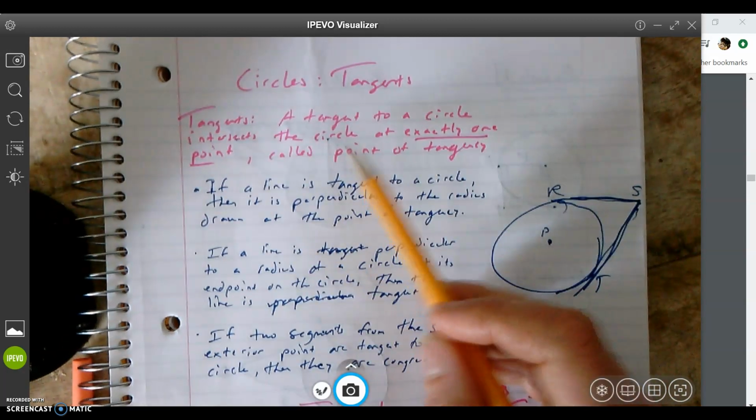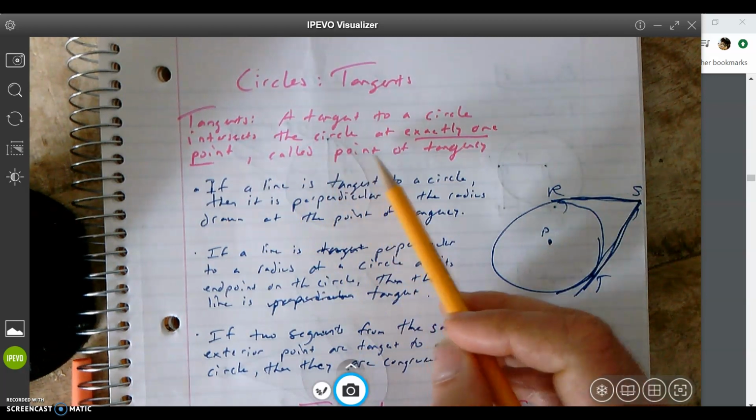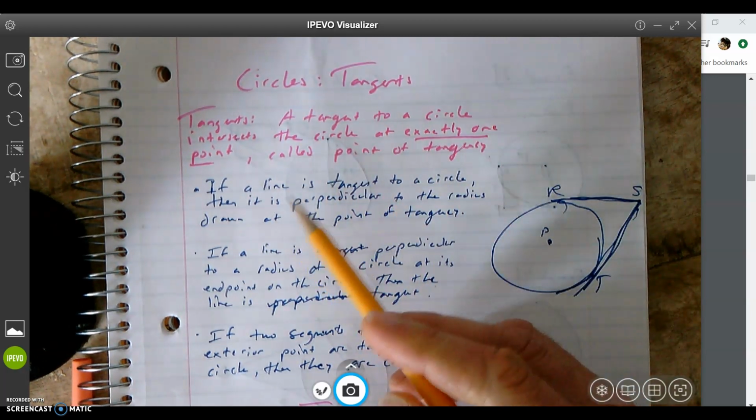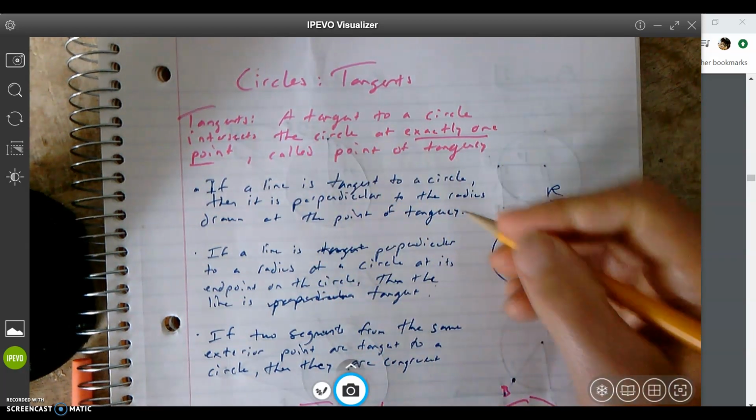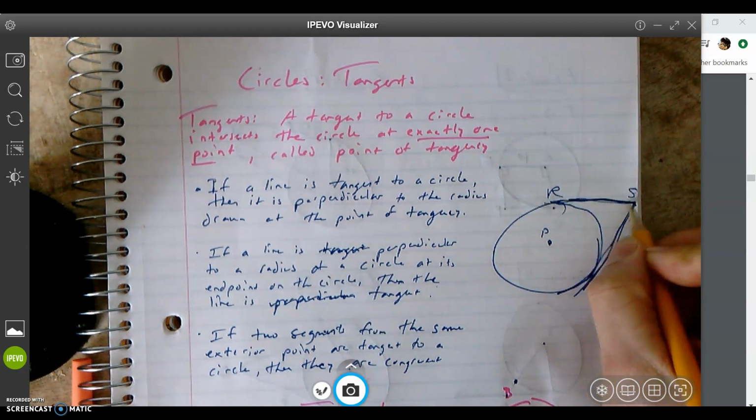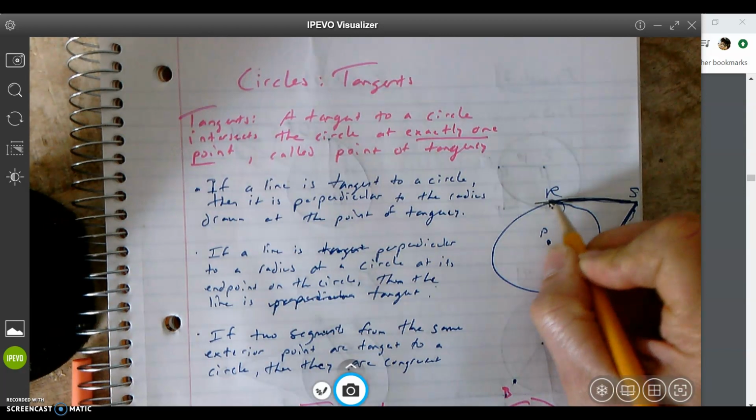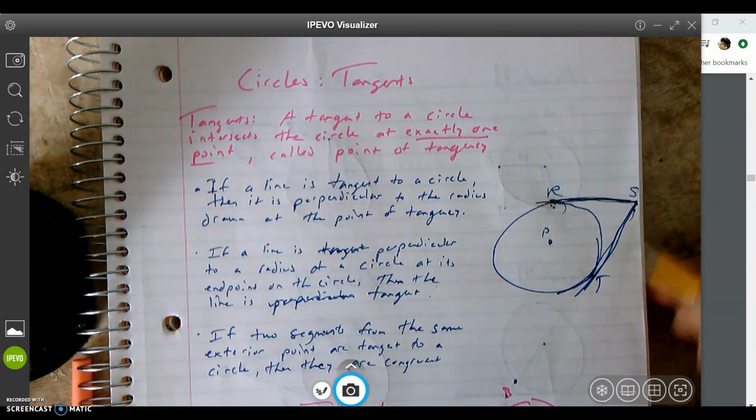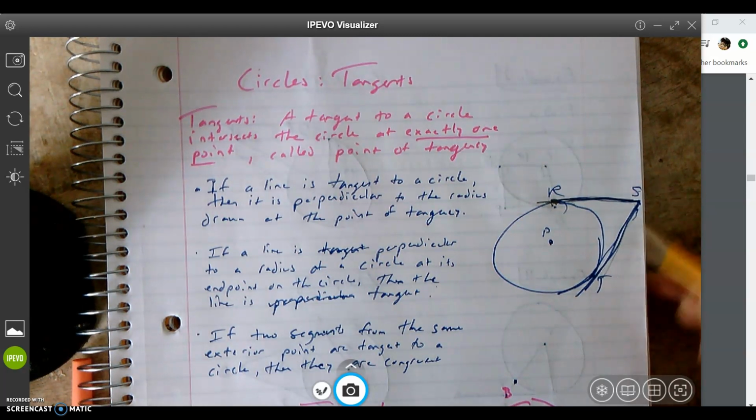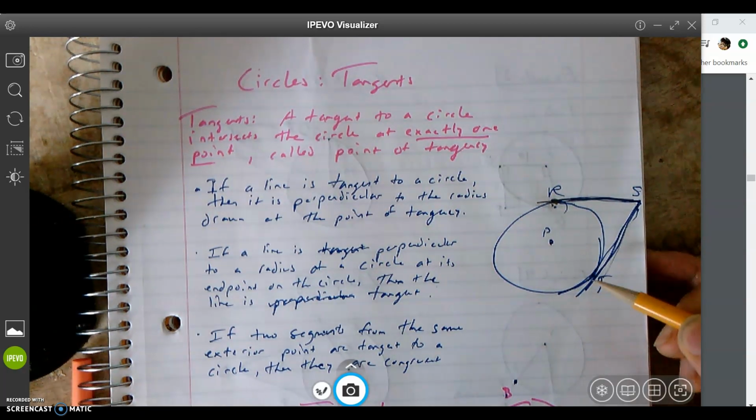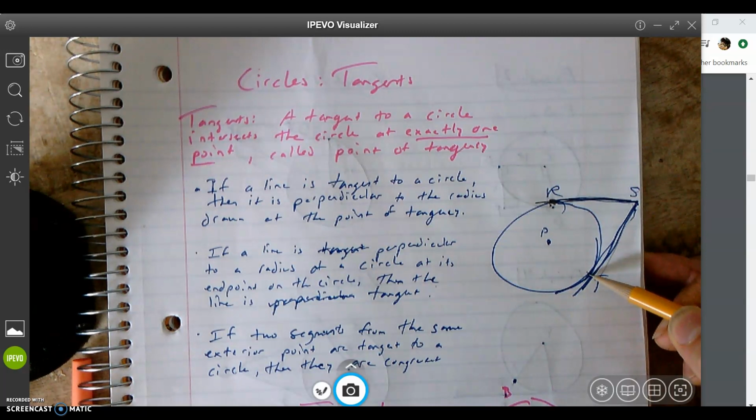So what is a tangent? A tangent to a circle intersects a circle at exactly one point, called a point of tangency. And so this right here, R to S, is a tangent to the circle because it intersects the circle right at R, at this one point. And then ST is also a tangent because this line intersects the circle right here at T.